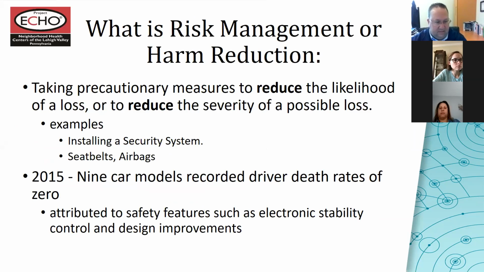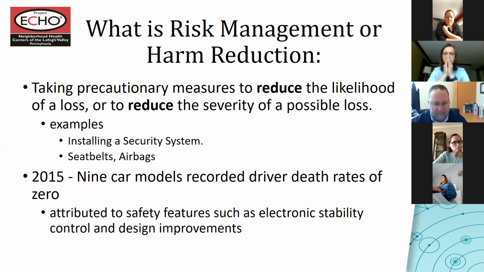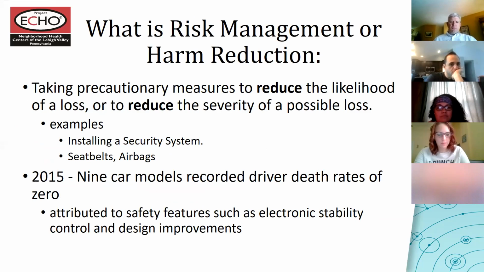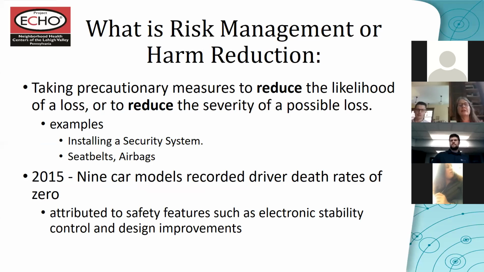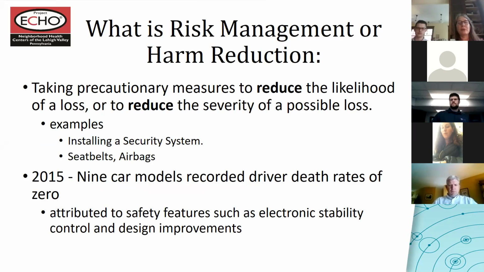So what is risk management or harm reduction? What we're really talking about is how to take measures to reduce the likelihood of a bad outcome or a loss, or reduce the severity of a loss. So something like installing a security system, using seat belts, airbags. As you can imagine, these things help if you get into an accident, they stop you from being hurt as badly, or the security system might stop someone from breaking into your house.